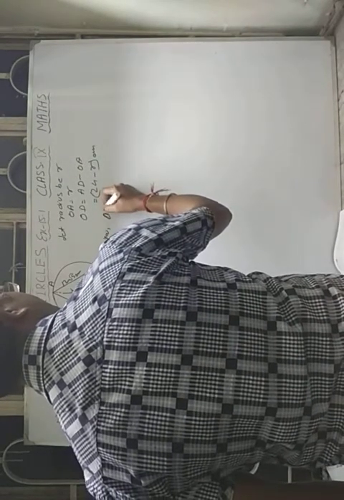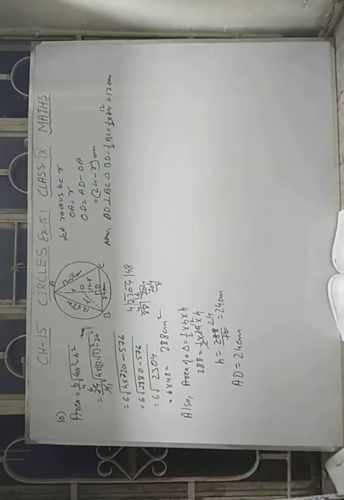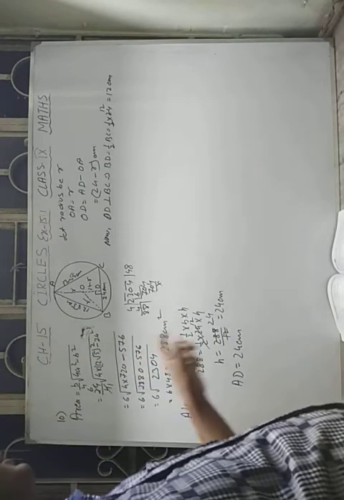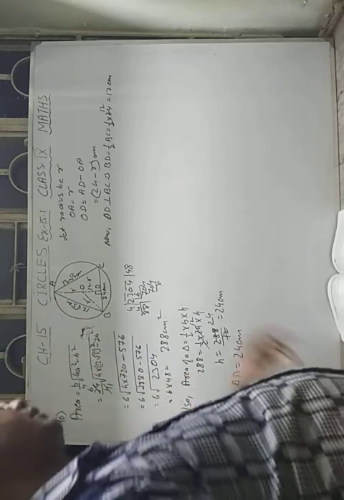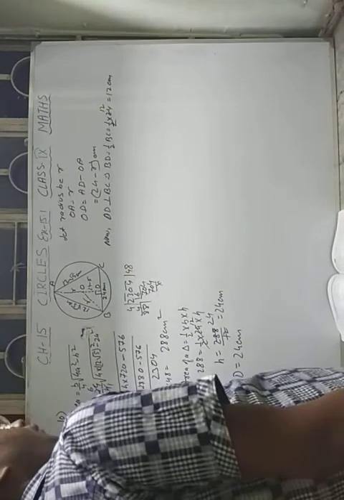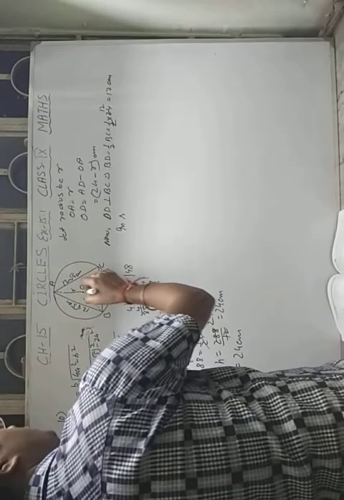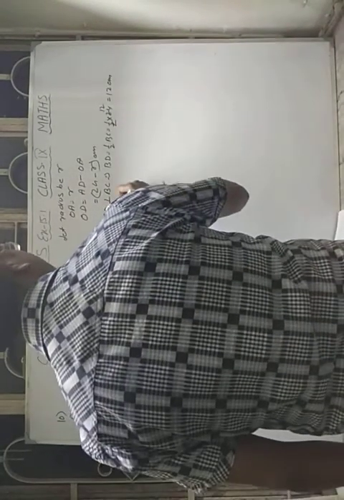Now, since OD is perpendicular to BC, that means BD is equal to half of BC, that is equal to half of 24, that is 12 centimeters. The reason is that the perpendicular drawn from the center of a circle bisects the chord. I am not writing the theorem statement here, just to know. Already we have done 2 questions of that statement. Now consider this triangle ODB, obviously it is a right angle triangle.